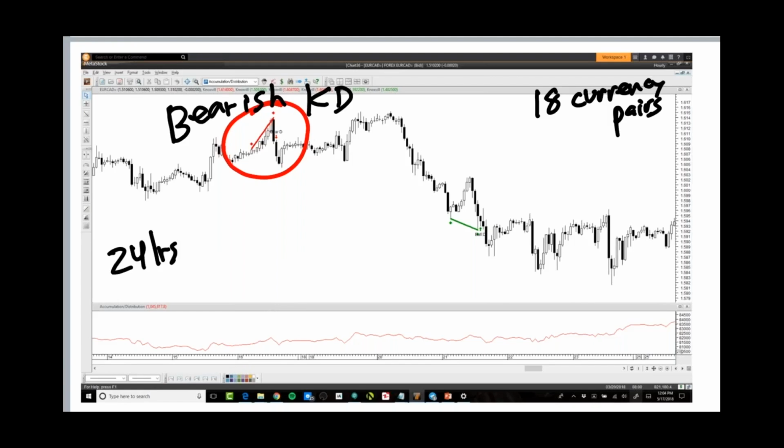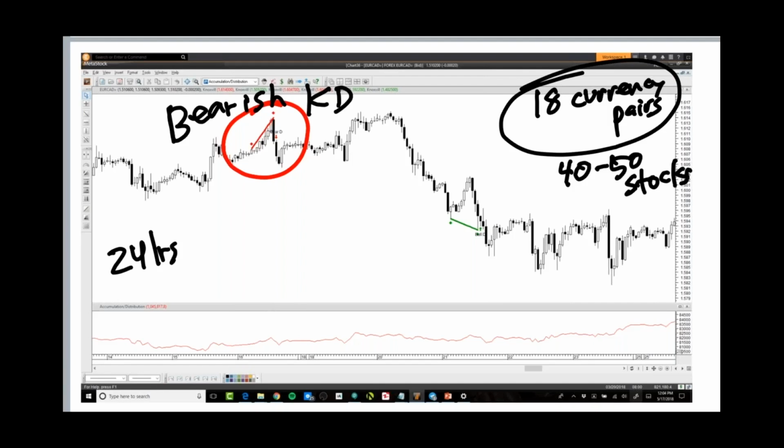So what I have is 18 currency pairs that I'm watching on a regular basis. We'll get into time frame charts and whatever else later. And then I have a total universe of between 40 and 50 stocks that I like to watch. And we'll talk more about that in a bit. But what I'm looking for is, I wake up in the morning, I open up the charts, and I'm going to look to see what has printed a divergence level.